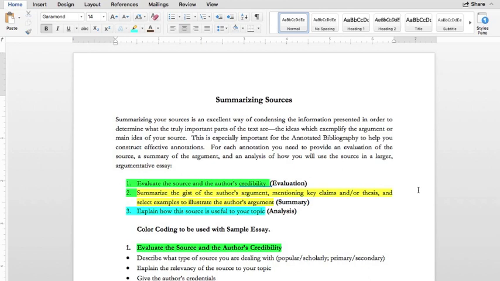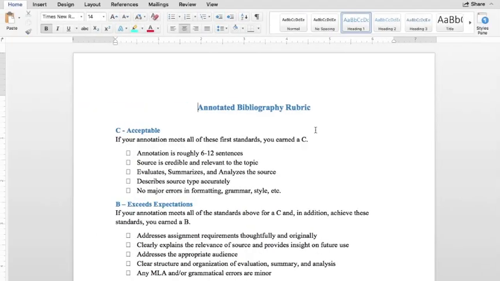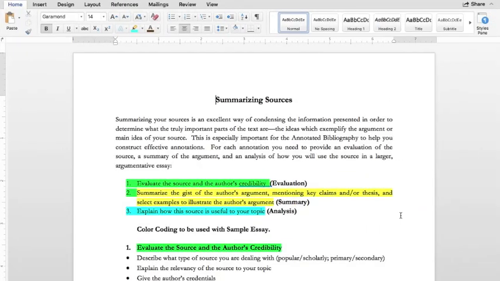I have this sort of summarizing sources sheet up here, and I'm going to go over a sample essay with you as well. And I even have a rubric that I'll look at with you that I'm going to put up on Moodle after I upload this video, so you can kind of know what I'm looking for here. The annotated bibliography is extremely simple. It's basically a list of your sources that you're finding on your topic, and you're annotating them, providing a summary, an evaluation, and an analysis.